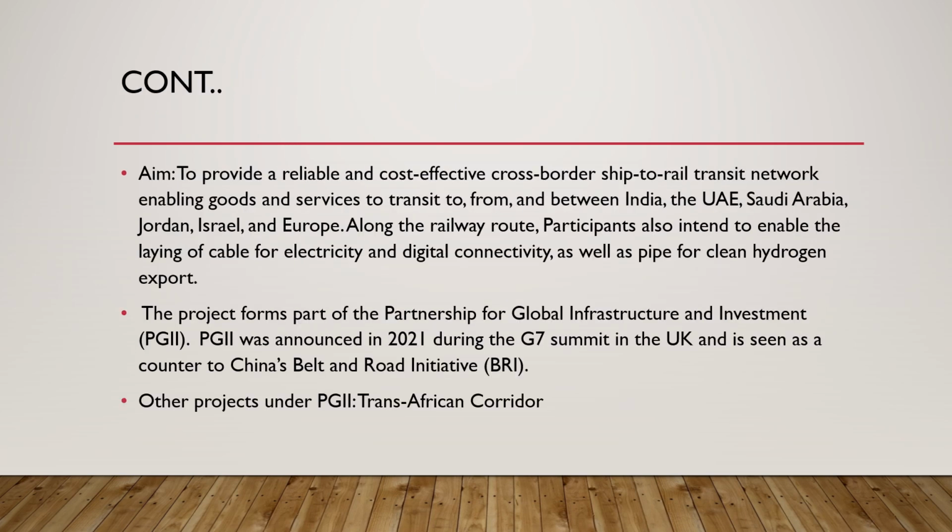What is the aim of IMEC? To provide a reliable and cost-effective cross-border ship to rail transit network, enabling goods and services to transit to, from, and between India, the UAE, Saudi Arabia, Jordan, these countries which are part of it. Along the railway route, participants also intend to enable the laying of cable for electricity and digital connectivity, as well as pipe for clean hydrogen export.